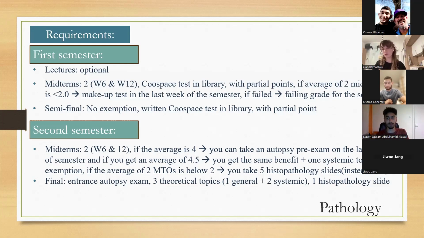The midterms, there are 2, during the 6th week and the 11th, 12th week, sorry, in the library. It's a quiz-based test. There will be partial points, and you need to get an average of 2 in both of them in order to take the semifinal. But if you fail both of them, you will have to take an extra exam during the last week of the semester. There is no exemption, but there are partial points. It's easier to pass, and I think if you take it as a first exam, you will most probably pass. It's easy to pass because of the partial points.